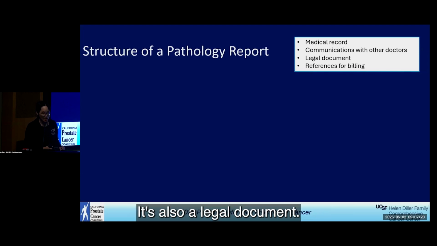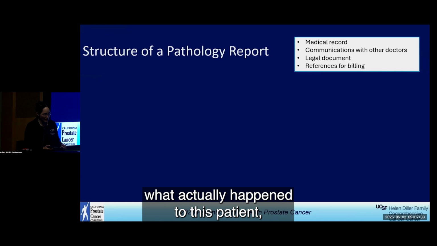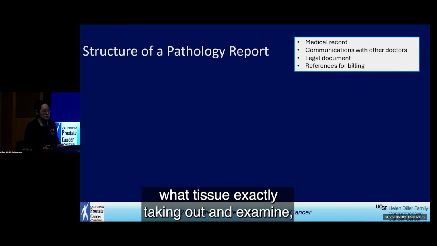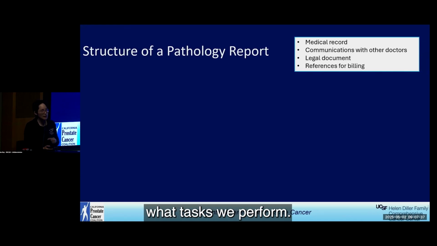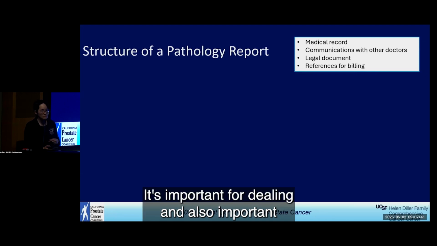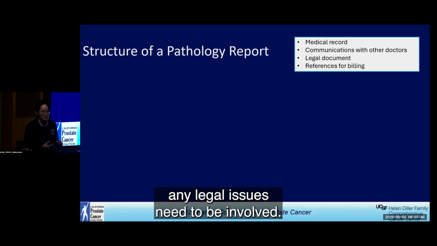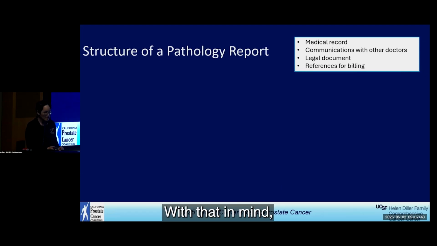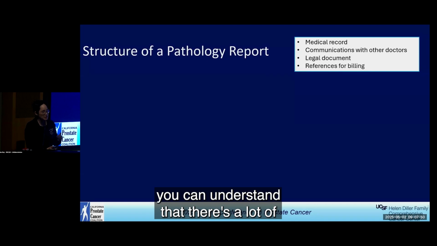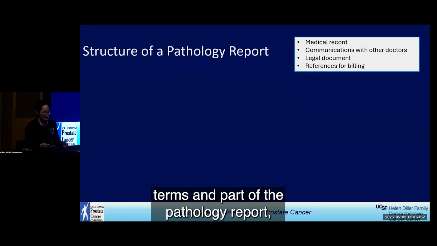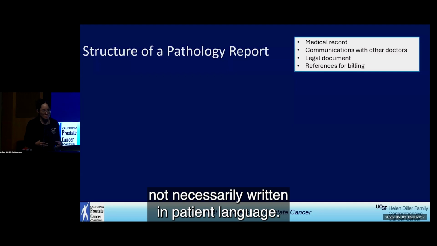And it's also a legal document. So it is important we document what actually happened to this patient, what tissue exactly was taken out and examined, what kind of tests we perform. It's important for billing and also important for tracking if there's any legal issue that needs to be involved. So with that in mind, you can understand that there are a lot of terms and parts of the pathology report not necessarily written in patient language.